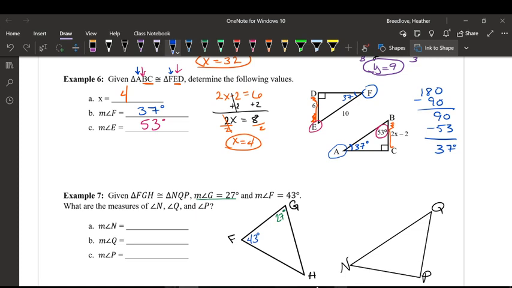Well, before I even do that, I could figure out H, right? Because I know all triangles add up to 180. I know one of the angles is 27 degrees and the other one is 43. So if I start with 180, I subtract what's given. 180 minus 27 minus 43 is 110.